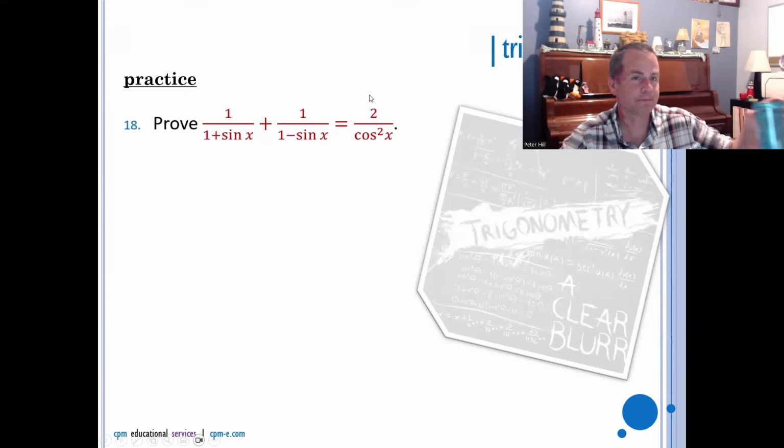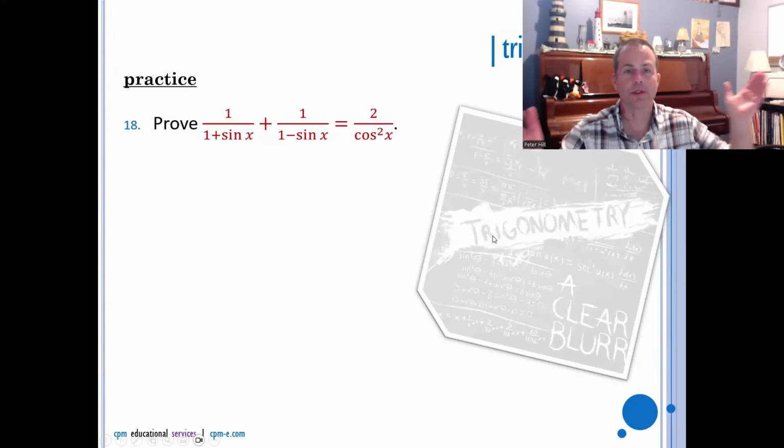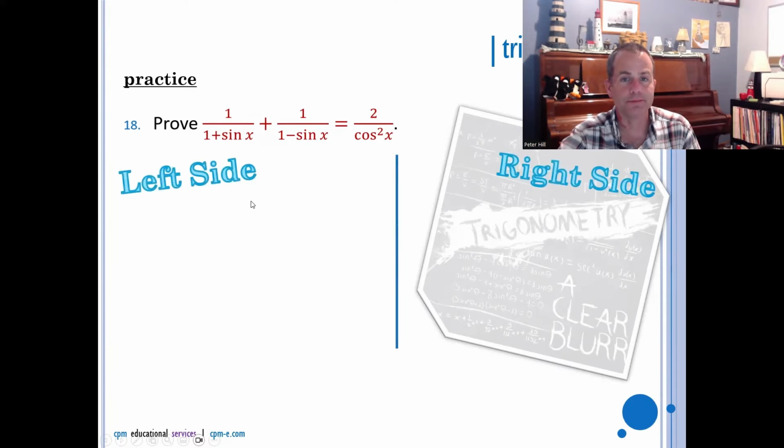All right. Prove it. Now, when we prove, we're going to do the line and we're going to have our left side equals right side. Okay. I can do whatever I want on the left side. I can do whatever I want on the right side. And then go from there.